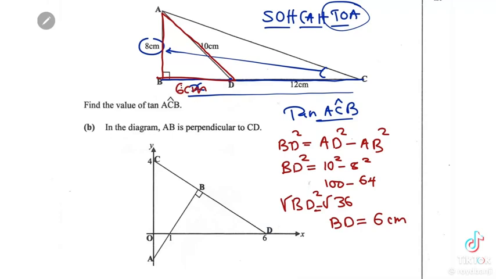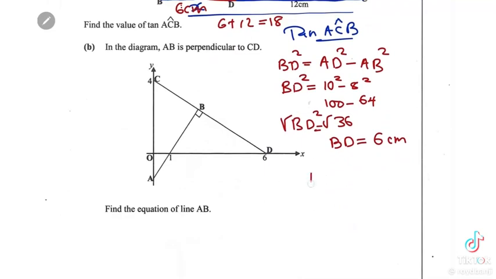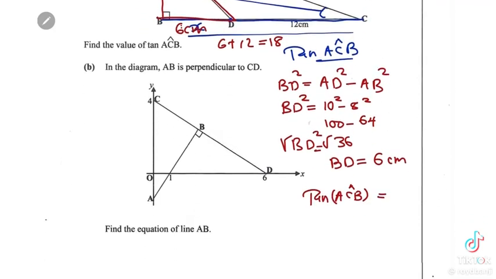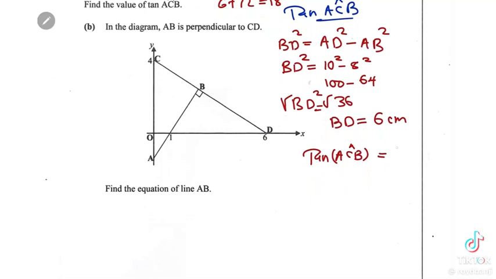Now, since we want to use the whole bit, we are going to have 6 plus 12. That is 18. Is it 18? Yes. So that is what we are going to have. Now that we have that, we can say tan ACB, is it FCB? Yes, is equal to adjacent over opposite. Is it adjacent? TOA. That is SOHCAHTOA. So opposite over adjacent, please.